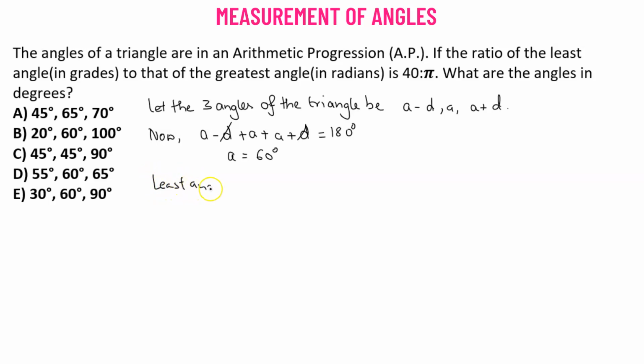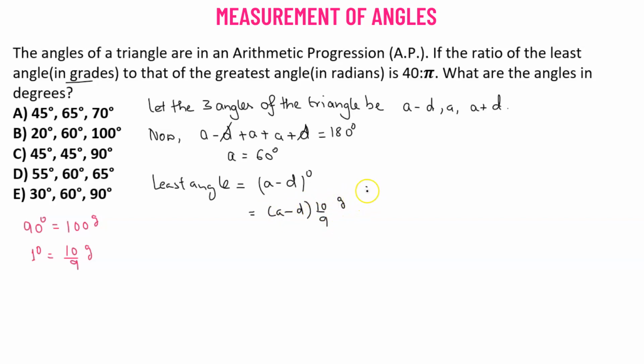Here the least angle is A minus D. Now this angle is in degrees, but we'll have to convert it to grades. All we have to remember is the conversion, that in 90 degrees we have 100 grades. That means 1 degree will be equal to 100 over 90, or 10 over 9 grade. So since we have A minus D degrees, all we have to do is multiply it by 10 over 9. So we have A minus D multiplied by 10 over 9. This entire angle will now be in grade.